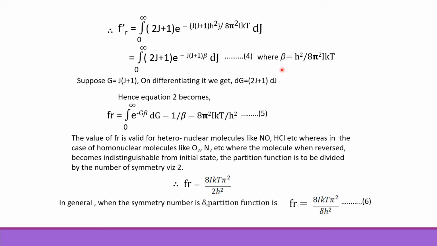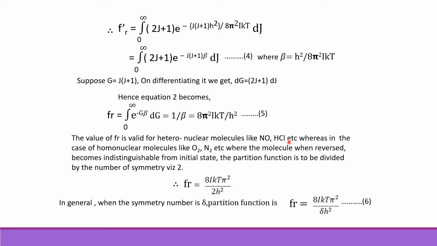Now beta is h square divided by 8 pi square I kT. So here we have written the value of beta, and the equation becomes 8 pi square I kT divided by h square, that is equation 5. Since we are representing beta by this, it will go in the numerator. This is equation 5, the value of rotational partition function Fr. It is valid for heteronuclear molecules like NO, HCl.